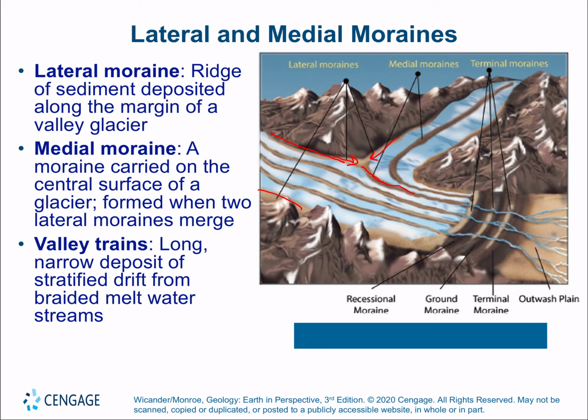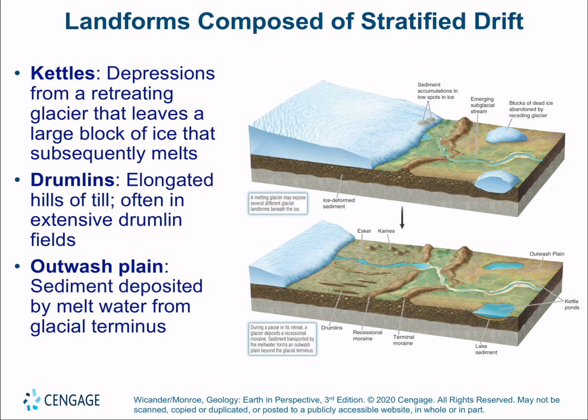Drumlins, we mentioned, are elliptical hills of till. A lot of times you will see fields of drumlins, and you can see them pointed out in this bottom picture. And then we have our outwash plain. Your outwash plain is all the sediment that's deposited by the meltwater from your glacial terminus. So all this area in here that I'm putting this little dash by would be your outwash plain.